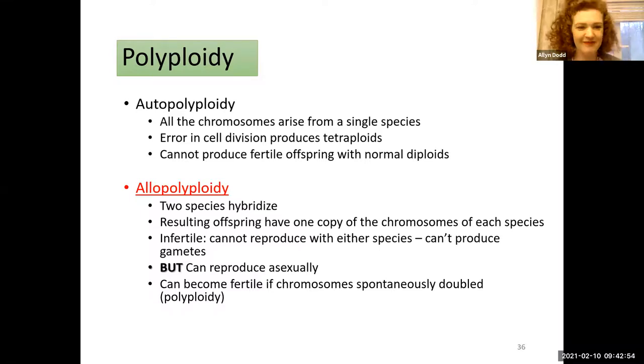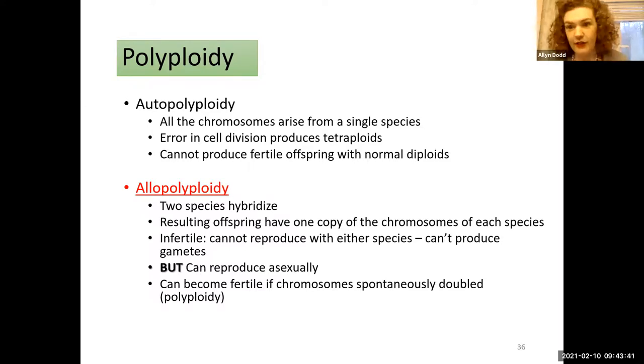Okay, cool. Then you have allopolyploidy. This is pretty crazy. So this is where you have basically two species hybridizing, and then they're typically tetraploids. And the resulting offspring then have a copy of the chromosomes of each parent species. But here's the deal. They are infertile, but they also, just like the autopolyploids, can reproduce asexually. So both of these can.